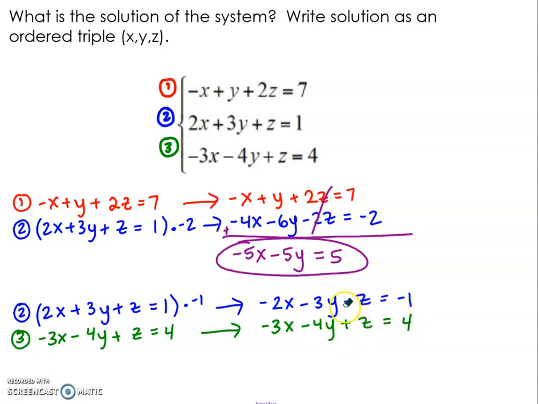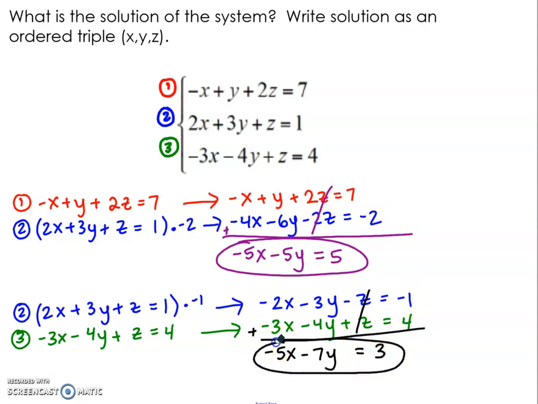Okay, now I have the z's that have the same exact coefficient number, and they do have opposite signs. So now I'm going to go ahead and add these straight down. So negative 2x plus negative 3x will give me negative 5x. Negative 3y and negative 4y gives me negative 7y. The negative z and the positive z are eliminated. And then negative 1 and 4 is going to give me positive 3. Okay, so I'm going to circle that as well. That's my other new equation.